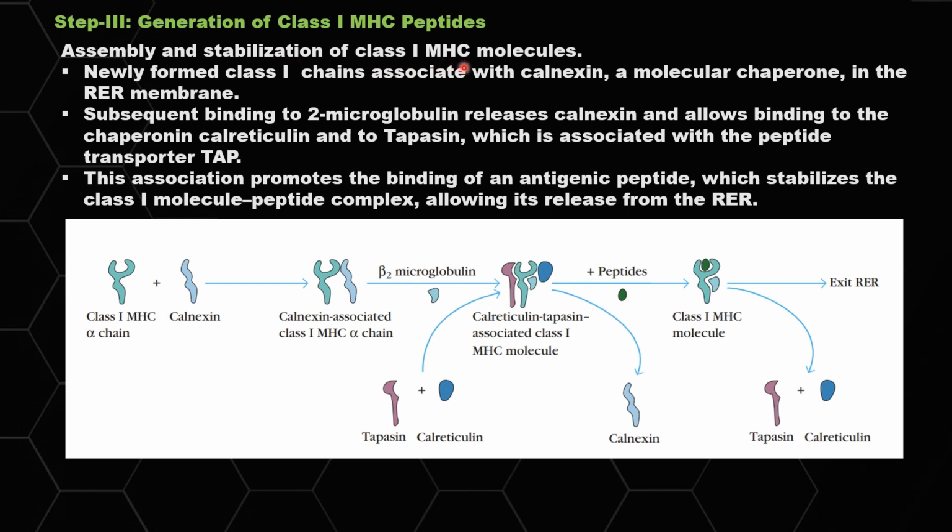So in assembly and stabilization of class 1 MHC, the newly formed class 1 chain associates with calnexin, a molecular chaperone in the RER. Subsequent binding of beta 2 microglobulin releases calnexin and allows the binding of the chaperone calreticulin, which maintains the whole integrity of the class 1 MHC molecule. Tapasin is there so that the specific peptide coming through the TAP transporter binds to the class 1 MHC, and once the binding is done, they are dissociated from the class 1 molecule, and it is ready to exit the RER.